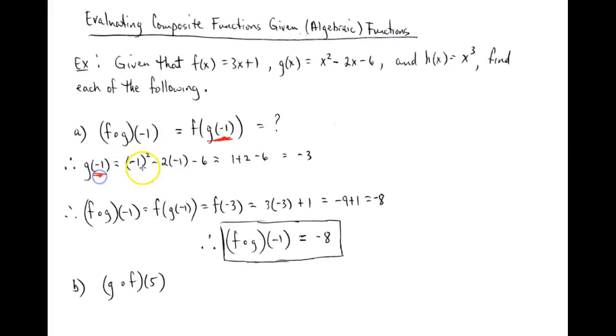As our first step, we know that our g of x function is this, so we just plug in -1 into it. Once we evaluate all that, we end up getting -3. So we take that -3 and plug it in for g of -1 right there. Now f of -3, we just plug in -3 into this function here. 3 times -3 is -9, plus 1 ends up being -8. And so we know that f of g of -1 is -8.